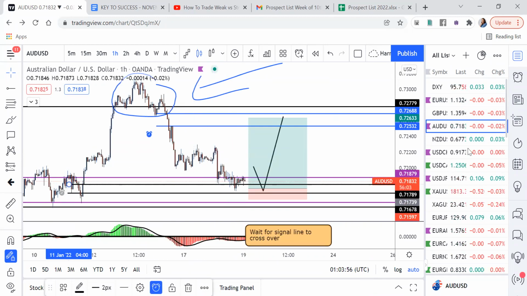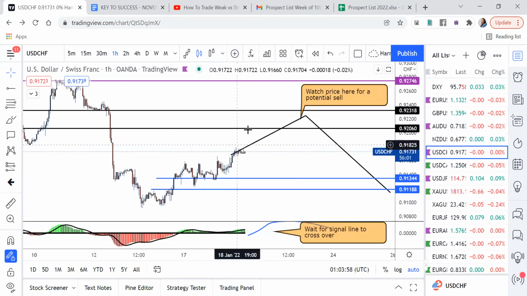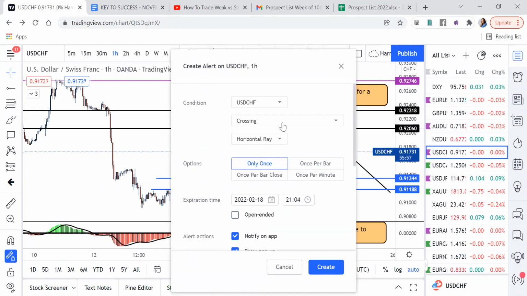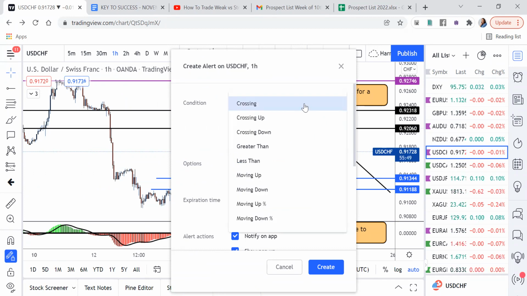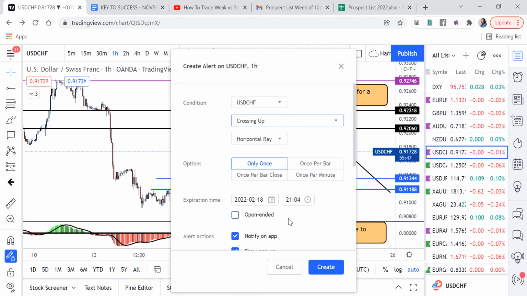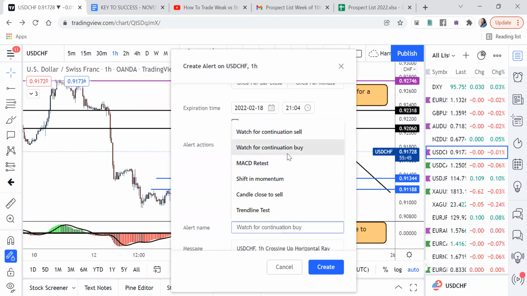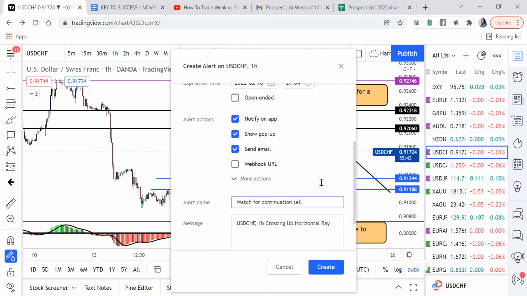Already have an alert on that. USDCHF, set an alert at your area of interest. So once you place your horizontal rays and horizontal lines, set alerts on them so that you know when your setup is ready, because you're going to be busy. Well, you should be.